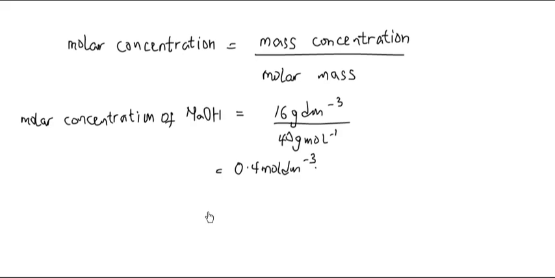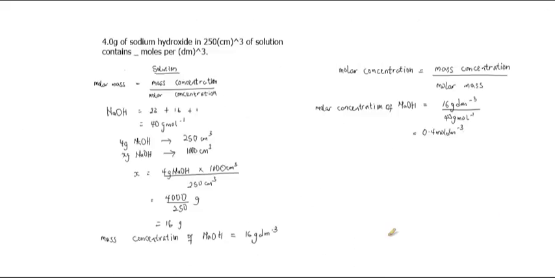So going back to the question, from the calculations we just did now, we can say that 0.4 moles of sodium hydroxide is present in 1 dm³ of the solution, which is also equivalent to 1000 cm³ of the solution.